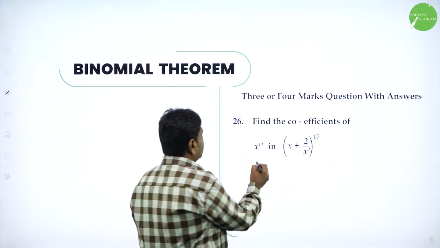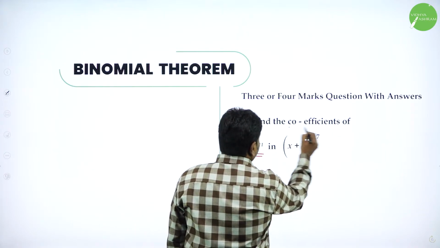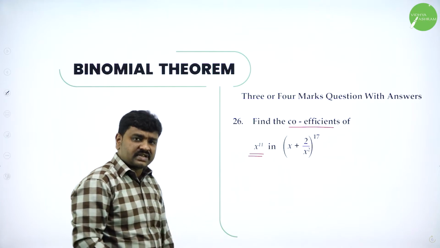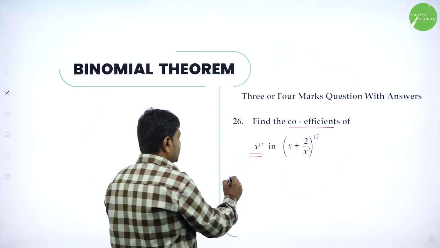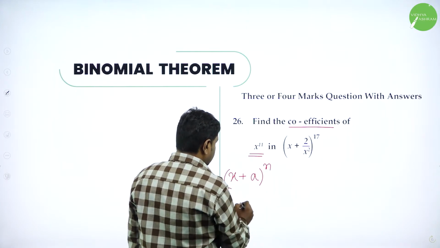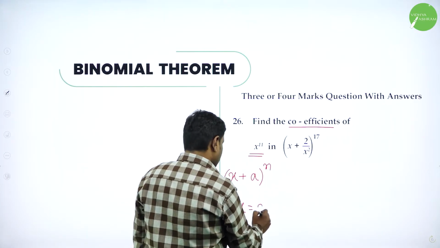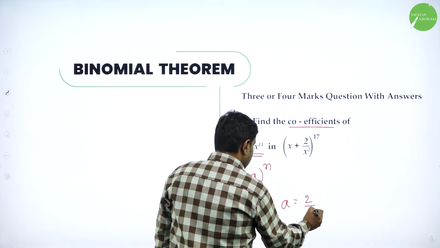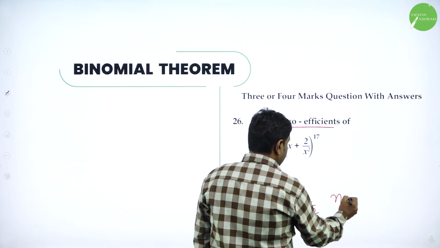Now they want the coefficient of x power 11. So find the coefficient of x power 11 in (x plus 2 by x square) power 17. By the method of comparison, in (x plus a) power n, in the place of x, the first term, we have x only. In the place of a, the second term, 2 by x square. And in the place of n, we have 17.